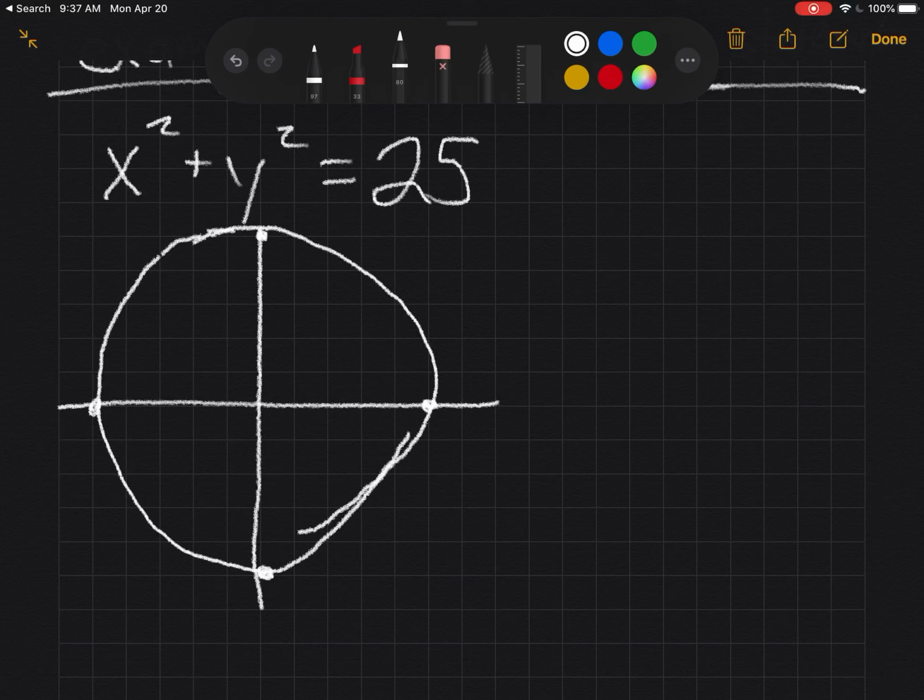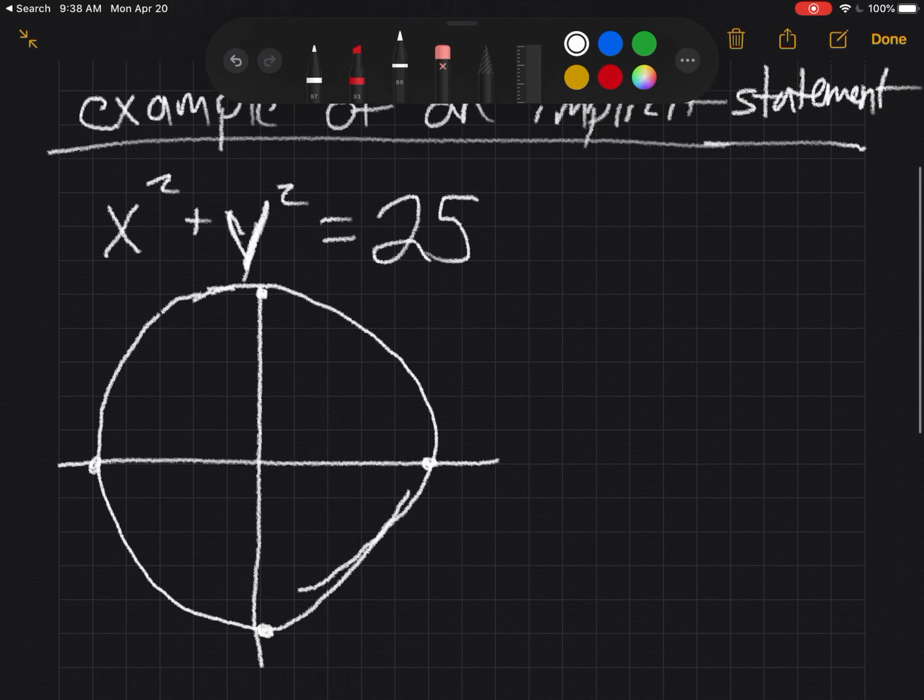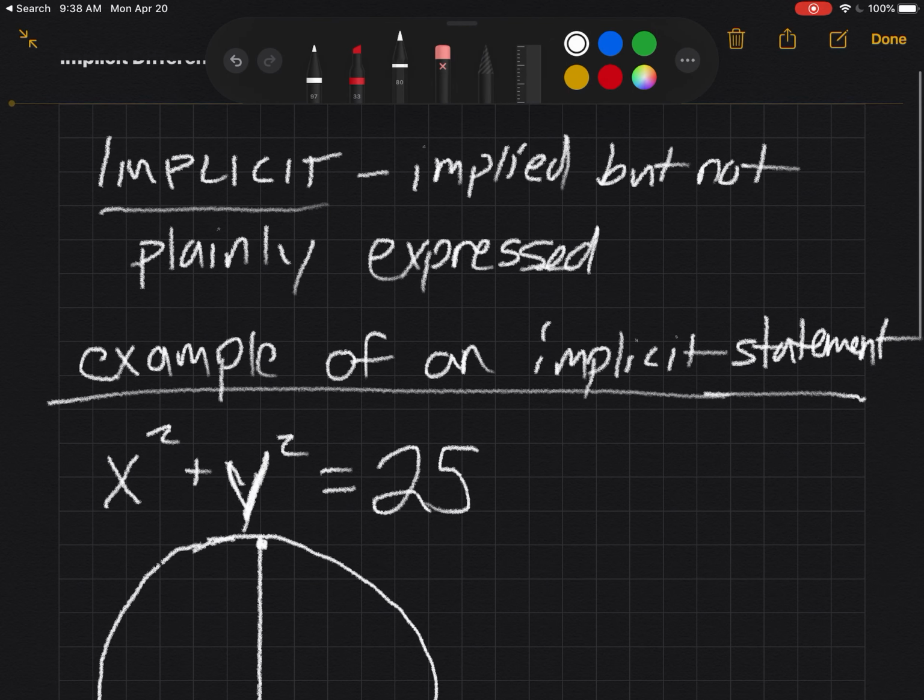1, 2, 3, 4, 5. 2, 3, 4, 5. And a center at 0, 0. So here is our circle.